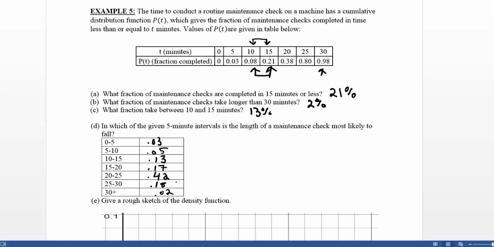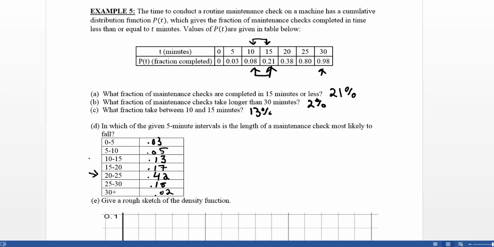So if I look at these fractions, I see that the highest fraction, or the most likely time interval to fall, will be 20 to 25 minutes, because 42% of maintenance checks happen between 20 and 25 minutes long. So that is the highest fraction and therefore the most likely or most probable to happen.